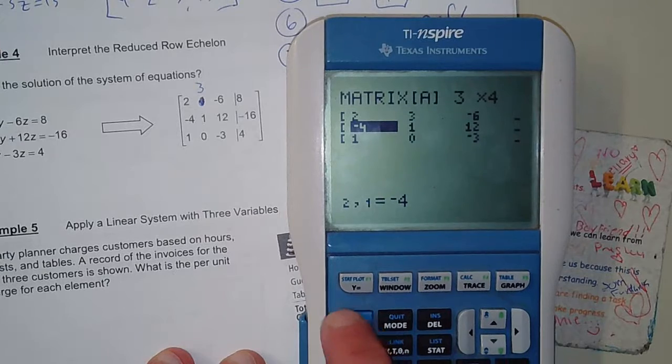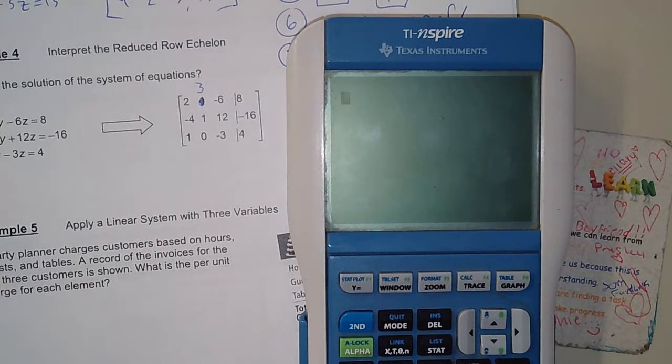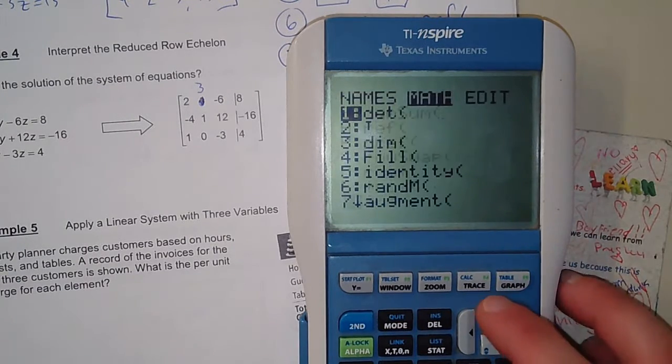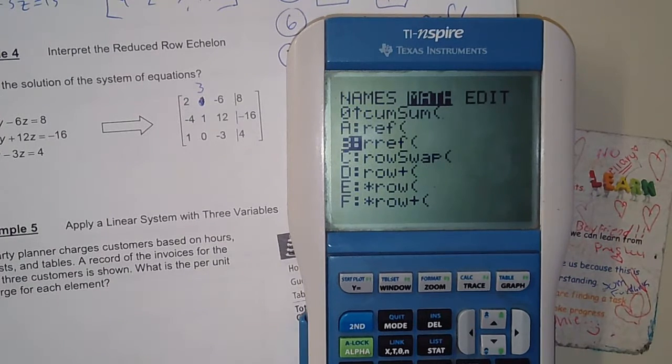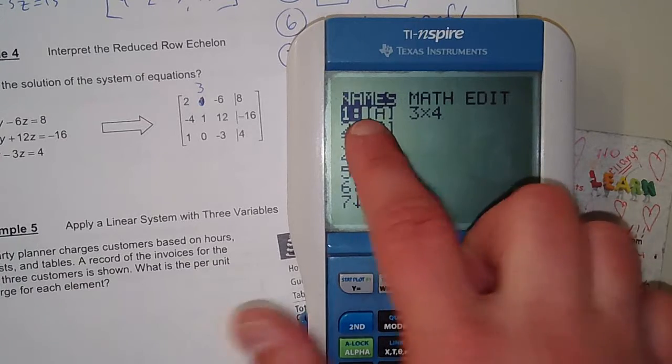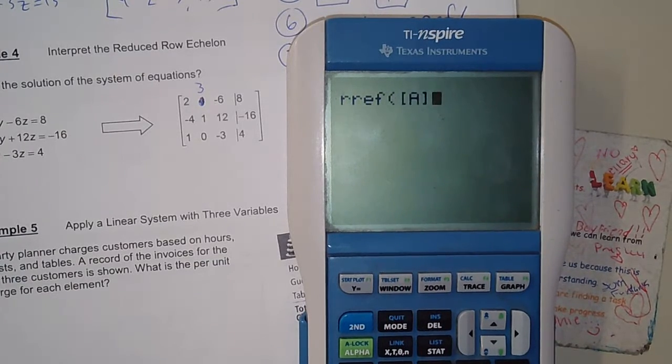So you go second mode to get back to your main screen. Now you need the calculator to solve this. So you're like, hey, I need to do RREF. That's in the matrix menu. You go over to the math option, you pick RREF, and then back to the matrix menu one last time to tell it to do this to matrix A. And then we press enter.